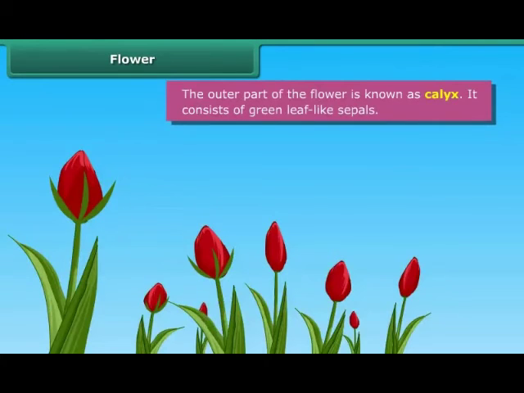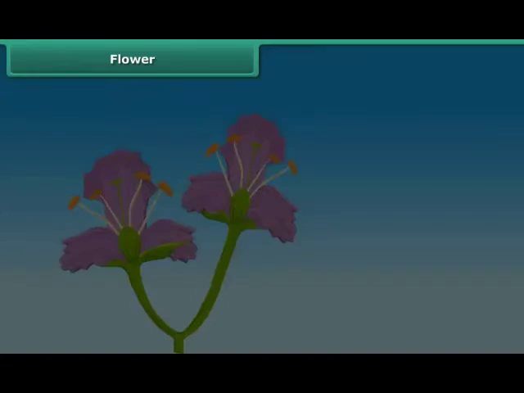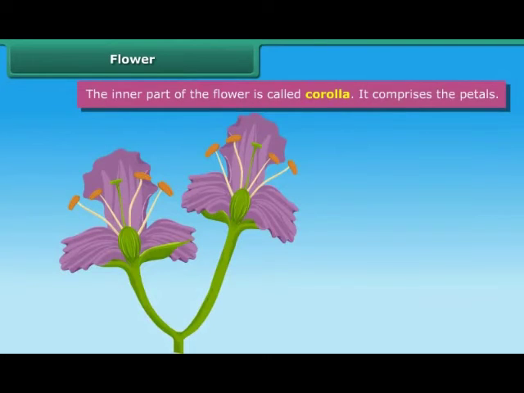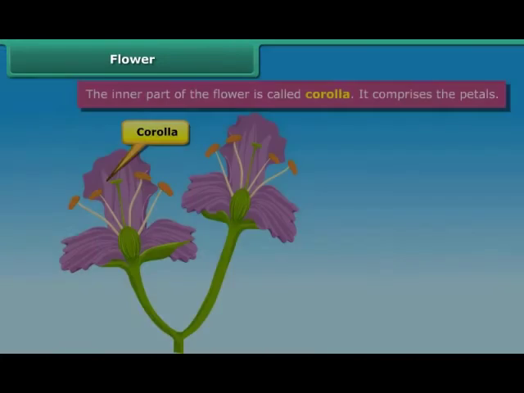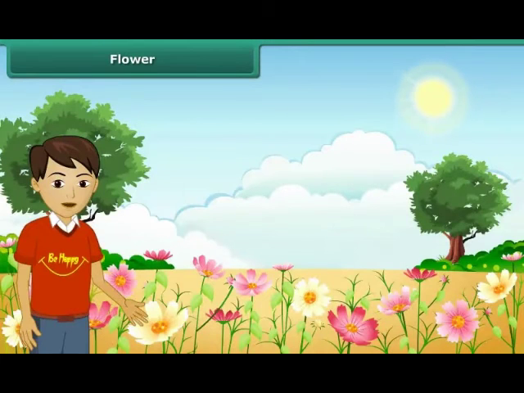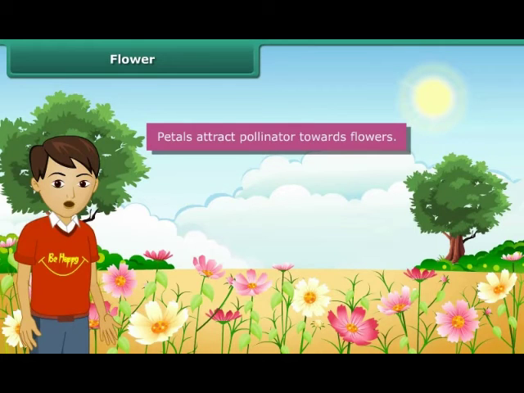The outer part of the flower is known as calyx. It consists of green leaf-like sepals. The inner part of the flower is called corolla. It comprises the petals. Different flowers have petals of different colors. Petals attract pollinator to its flower.